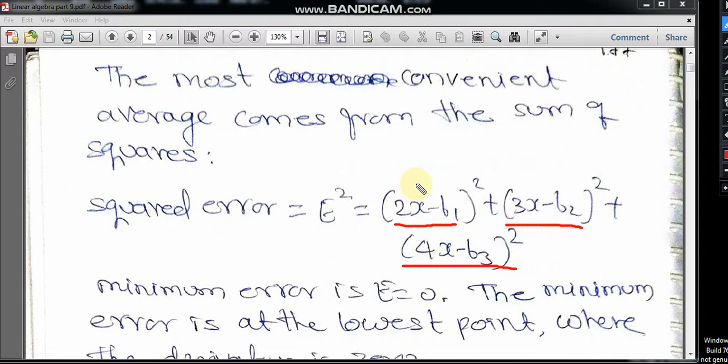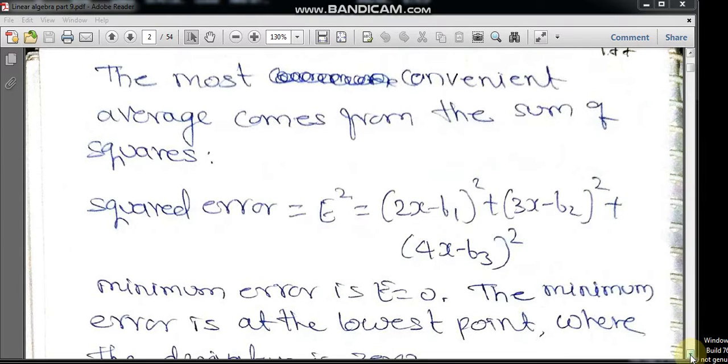Whatever values we have found for x, if I substitute and square them and add this, whatever I get, that we call e square. If this equals 0, that means the values of x that we have found are tallying with your b1, b2, b3. If that is the case, then we will get 0. Or we try to minimize this e square to nearer to 0, minimum error. So the minimum error is that point.